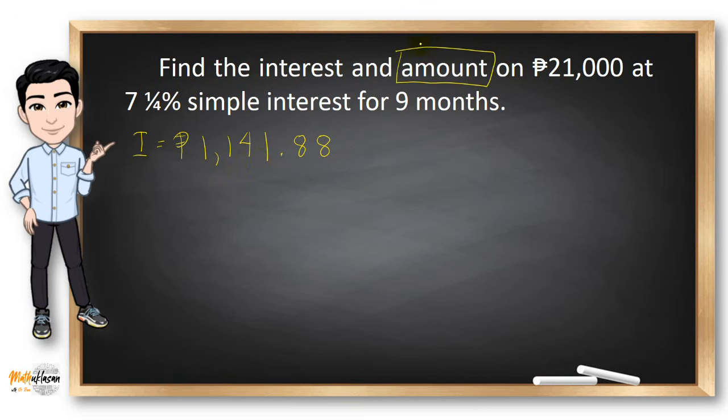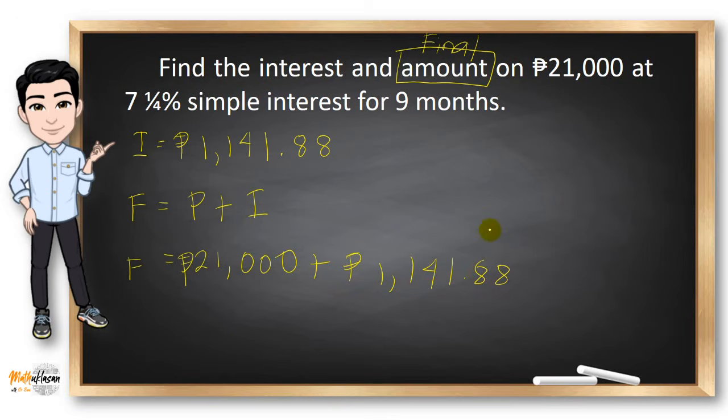So this means the final amount. And the formula for the final amount is as simple as principal plus the interest. We know here that the principal is 21,000 pesos. So adding the interest of 1,141.88 will give us a final amount of 22,141.88 pesos.